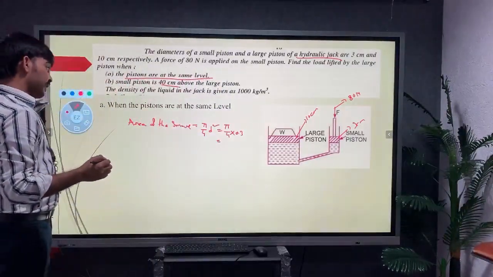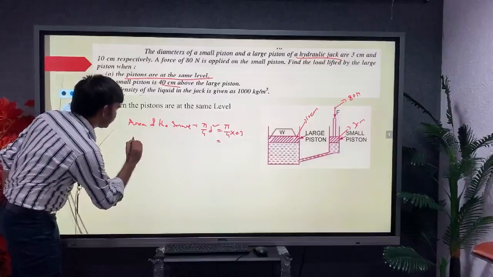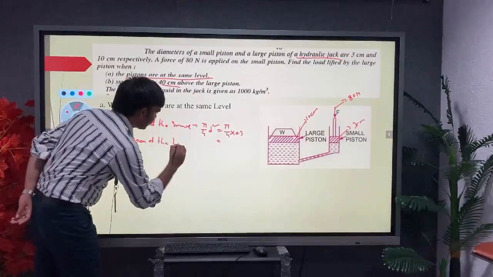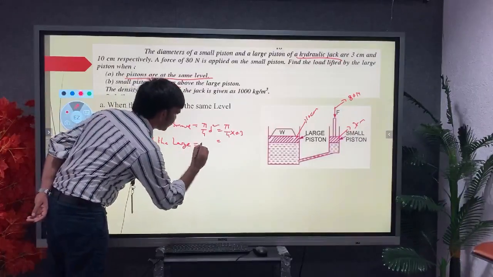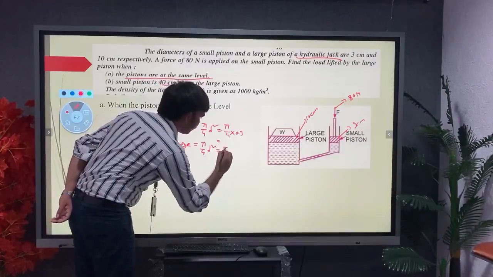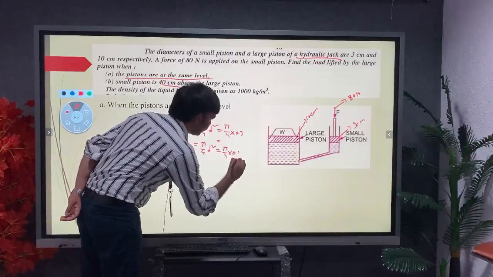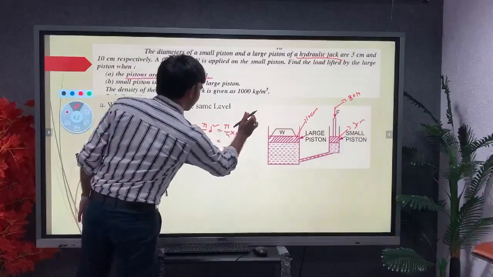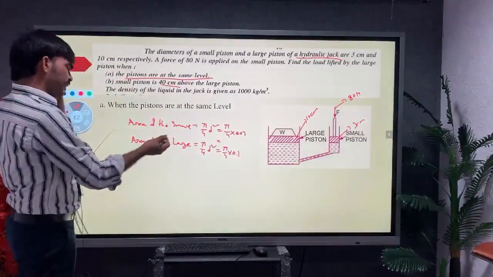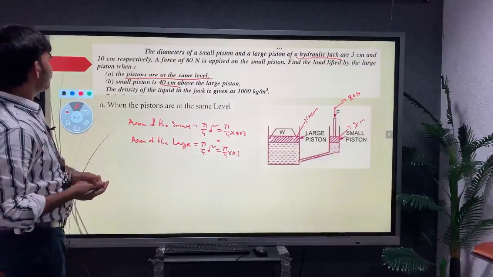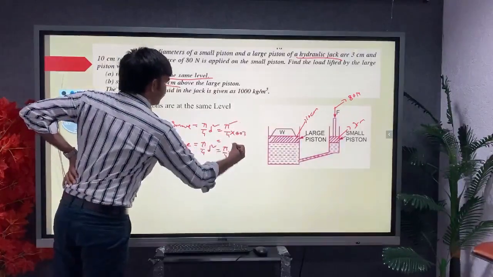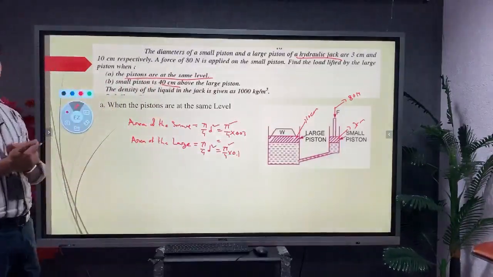Okay. Next, what is the area of the large piston? The area of the large piston is pi by 4 d squared. That is pi by 4 into 0.1. The small diameter is 3 centimeters, that means 0.03, and this is 10 centimeters, so that means 0.1 meters. Now you will get the area of the small piston and the area of the large piston.